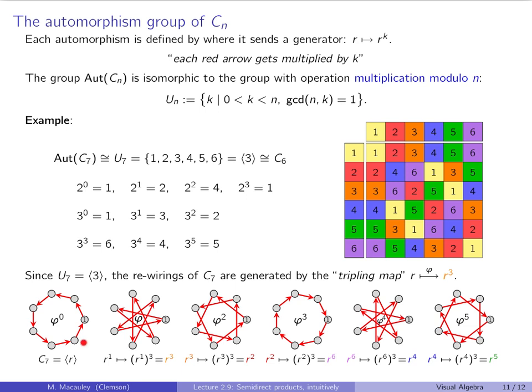So here's a Cayley graph version of that, and here's the algebraic version. Notice that every time we're just tripling the previous. So we triple r to the first, we get r cubed. We triple r cubed, we get r to the ninth, which is r squared mod 7, or the exponents are reduced mod 7. We triple it, and by tripling it I mean cubing it. We get r to the sixth, r to the fourth, r to the fifth.